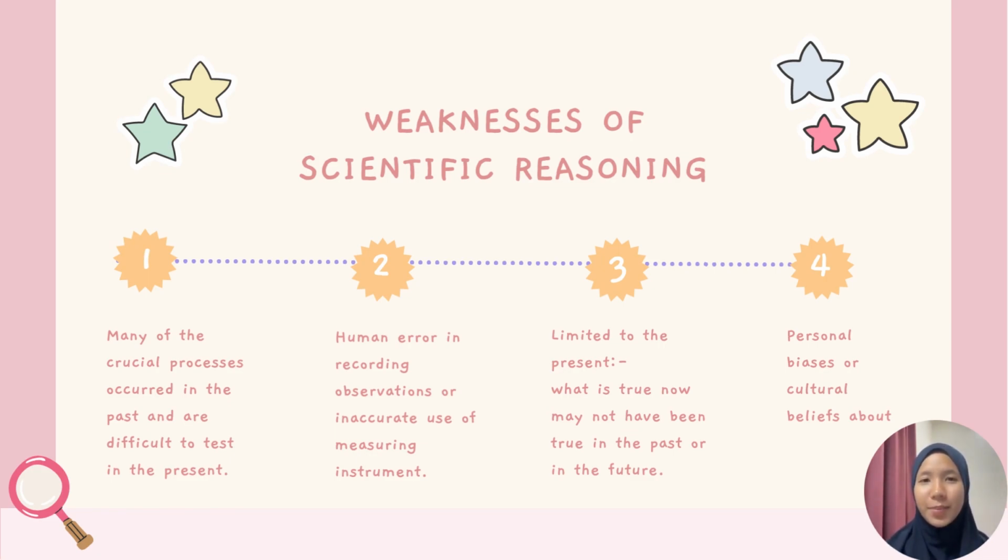Now I will continue the presentation with weaknesses of scientific reasoning. So we move to the first point, which is many of the crucial processes occur in the past and are difficult to test in the present. The scientific method is the process of objectively establishing fact through testing and experimentation. So the basic process that we learned just now from Ida's presentation involves making an observation, forming a hypothesis, making a prediction, conducting an experiment, and finally, analyzing the result.